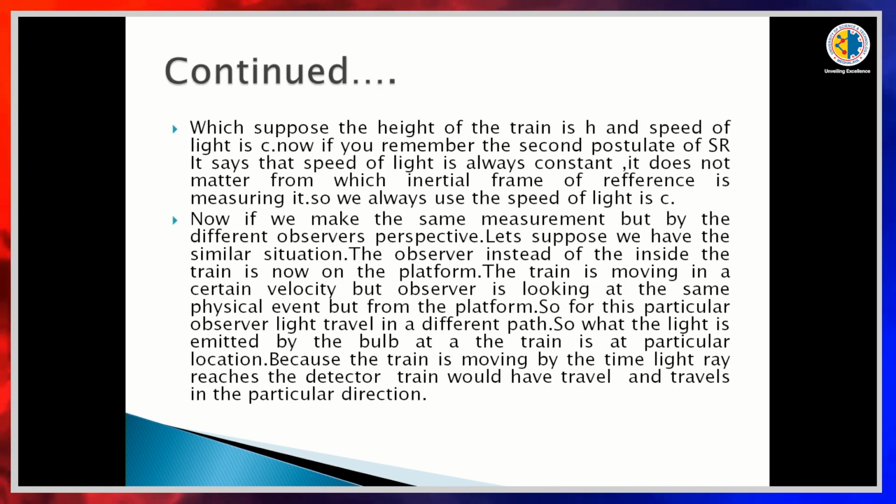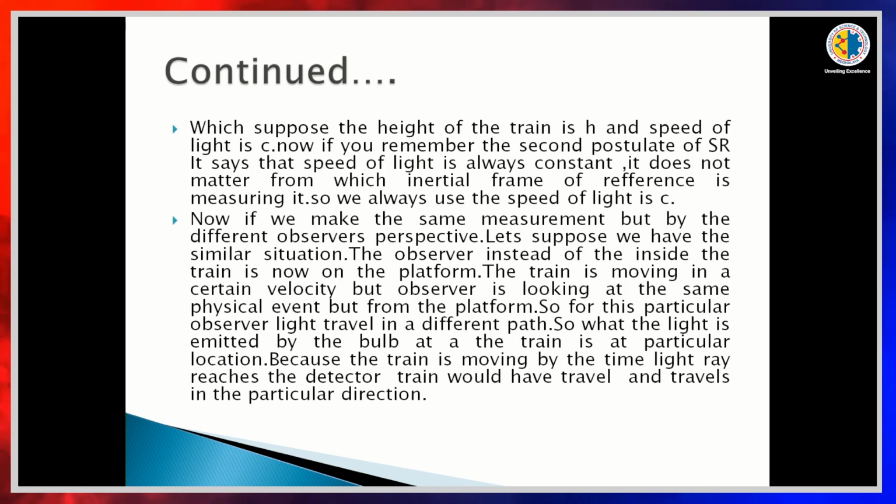The outside observer observes that the light is not a straight line, the light follows a different path. It is different because the train is moving. By the time the light ray reaches the detector, the train would have traveled in a particular direction. So, in the second situation, when the observer is outside, he sees that the train is moving and at the same time the bulb, which is situated inside the train and emits light, is also moving. Both are moving in a forward direction, the train and the light ray.